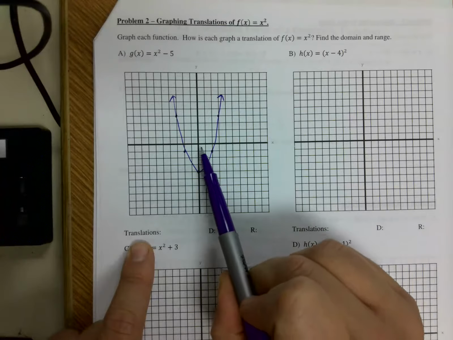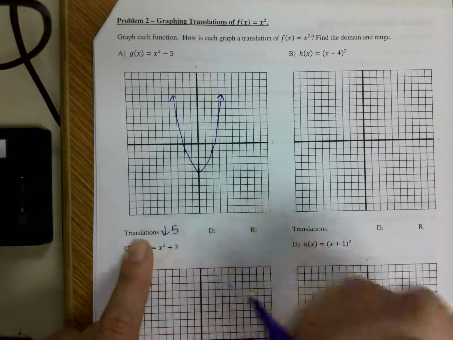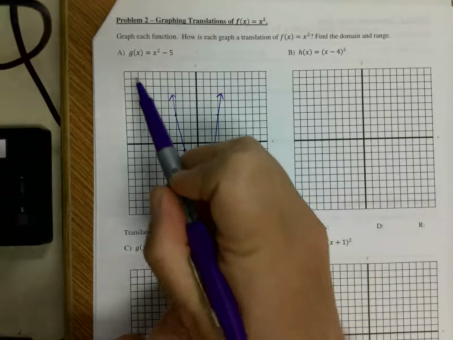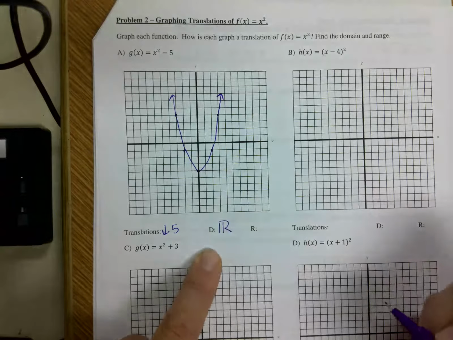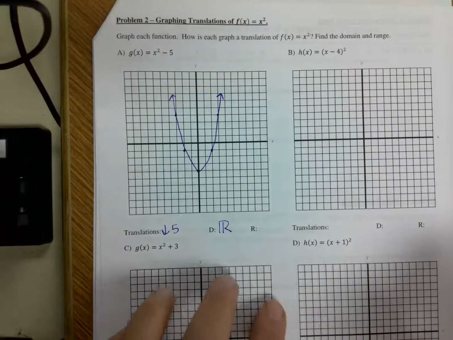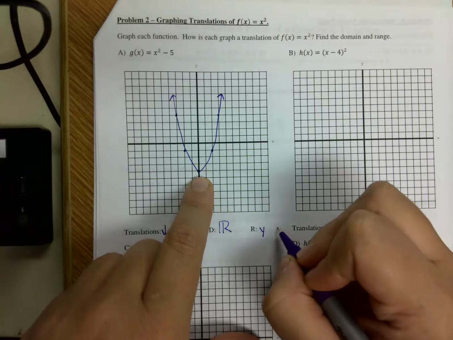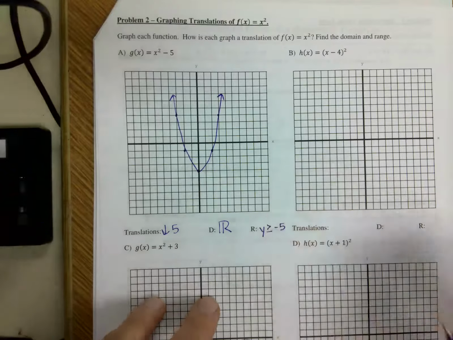It looks like my parent function moved down 5. So I'm going to go down 5. You can also write down 5 if you want. There's just not enough room. My domain, looking on the left, looking on the right, goes on forever. So it's going to be all real numbers. You can go from negative infinity to infinity if you want. My range, again, this point for my y value is at -5. My graph is above it, so it's going to be greater than or equal to.